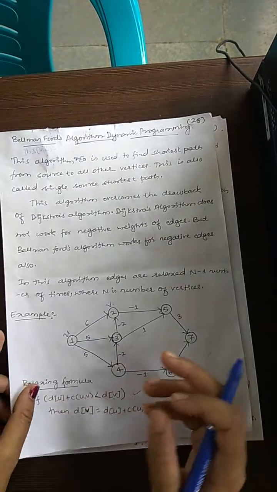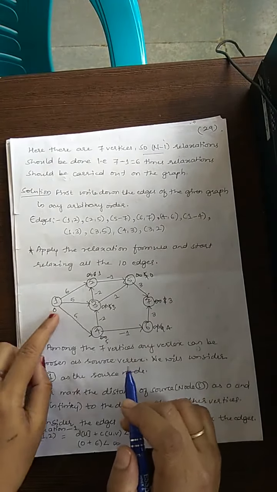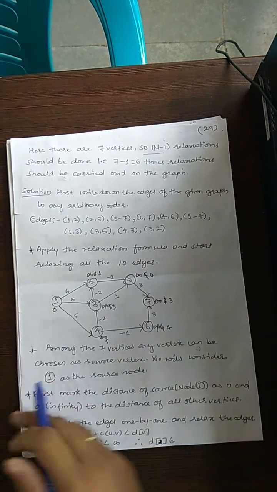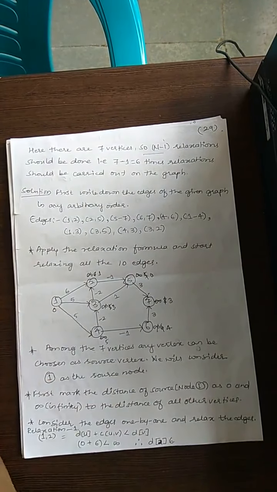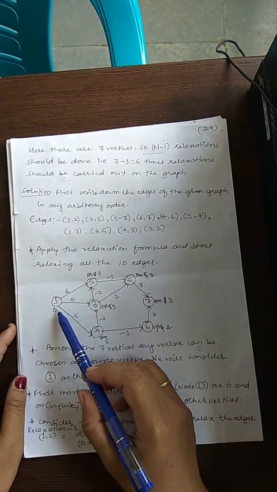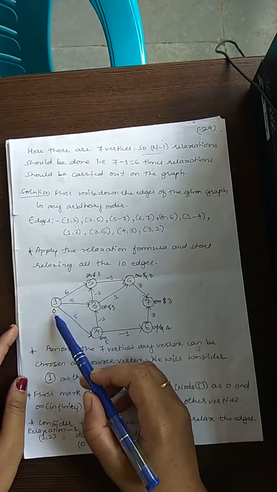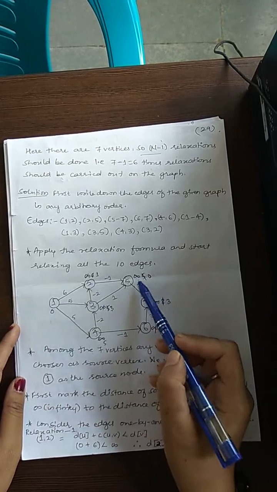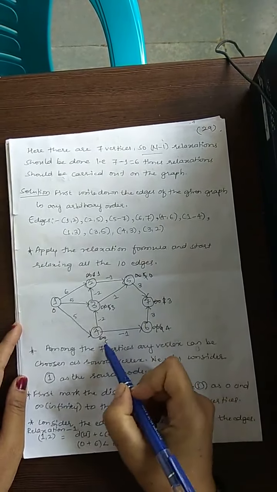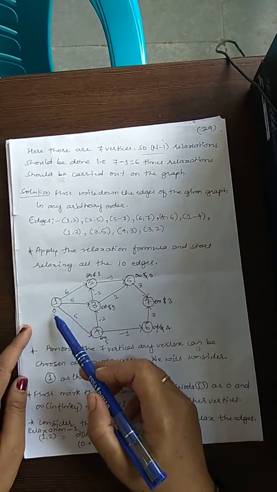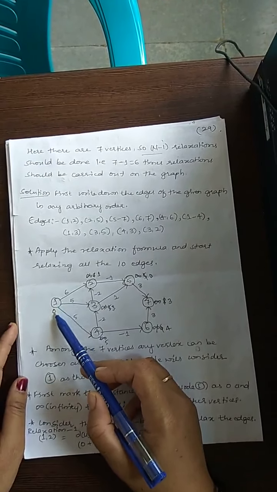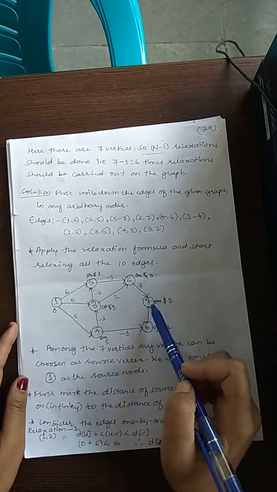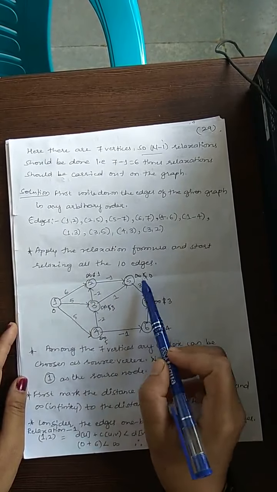So I'll choose here source vertex as 1. You can choose any vertex as the source vertex, it does not matter. So here we will choose the source vertex as 1. Write the distance of the source vertex as 0 and all others as infinity. See here, first I have written infinity.